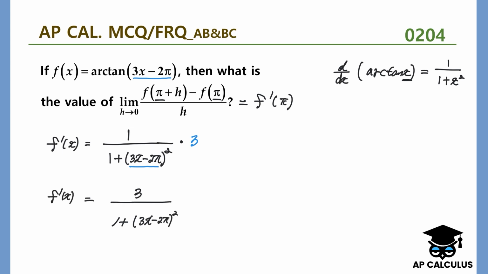And we have to find f prime at x equal to pi, so we're going to substitute pi for x. So that is equal to 3 over 1 plus, here 3 pi minus 2 pi, that's pi, so pi squared. So the answer is 3 over 1 plus pi squared.